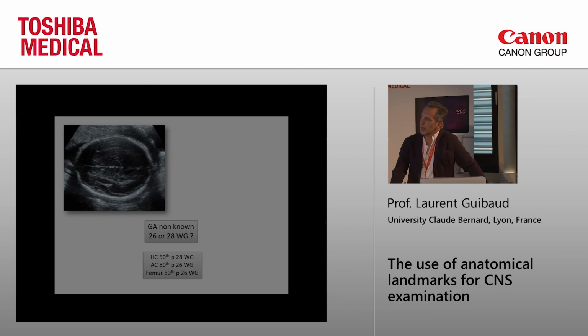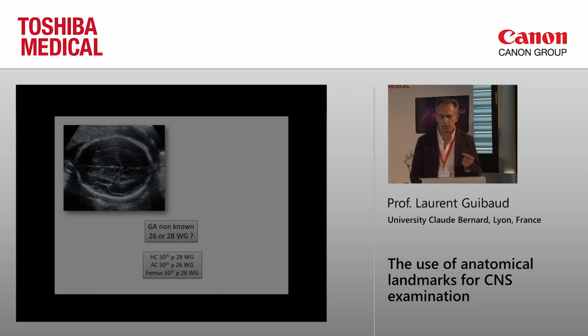So this is the case. It's the first ultrasound, and we get this biometry: head circumference 28, abdominal 26, femur 26. And the question is, is it a patient at 26 with a huge head, or a patient at 28 with an IUGR? What do you think? 26, for sure it's 26.